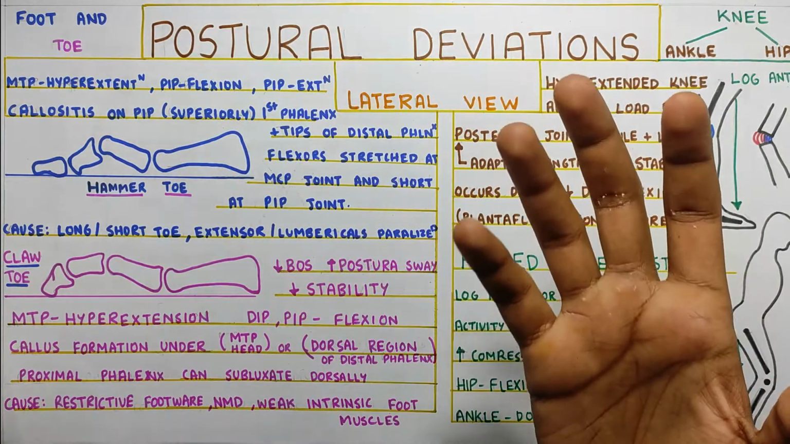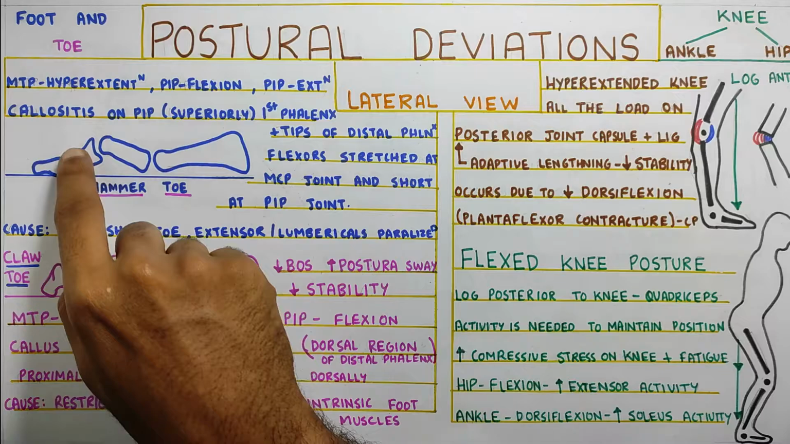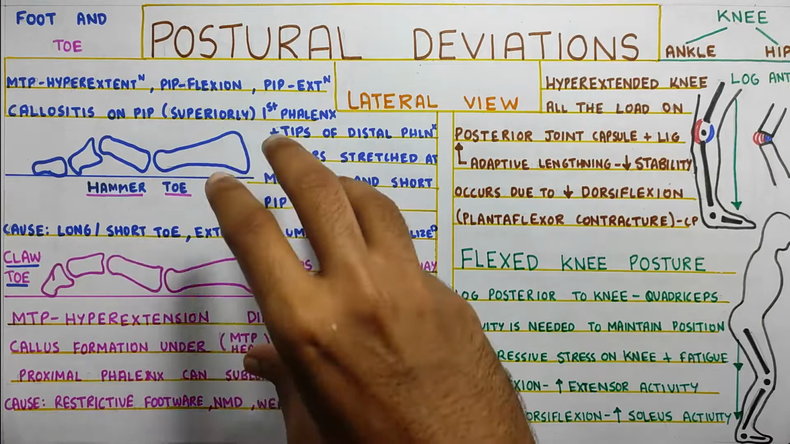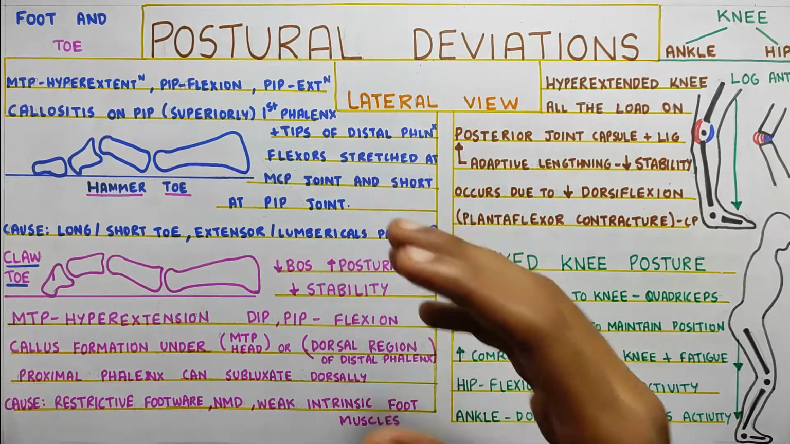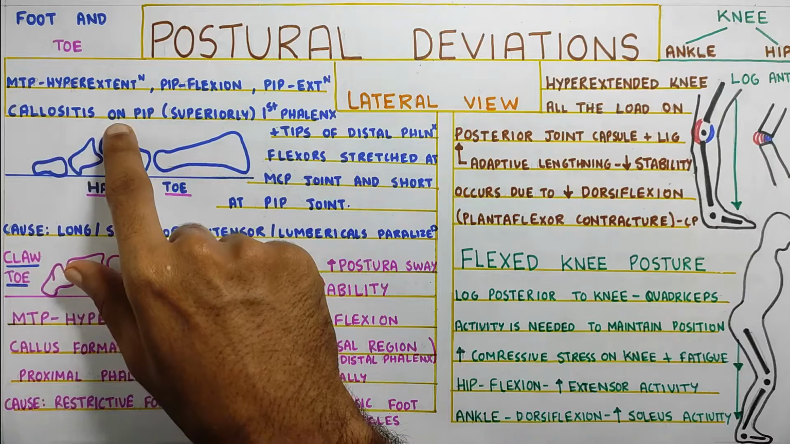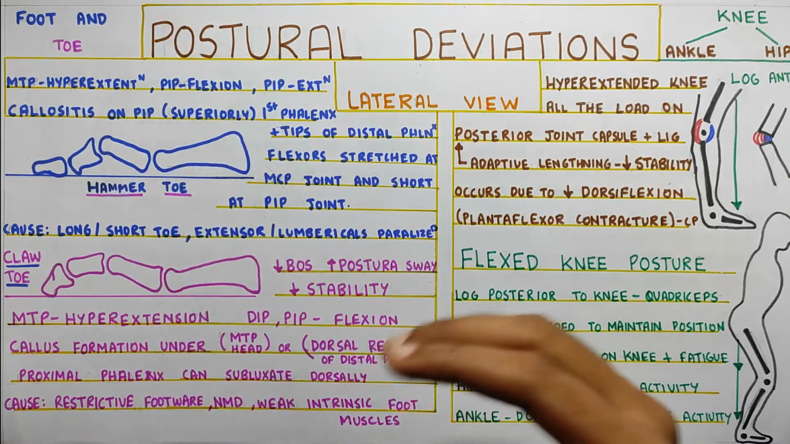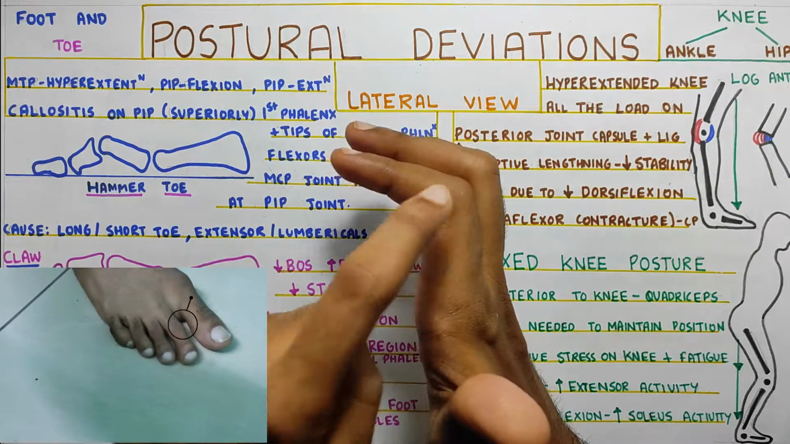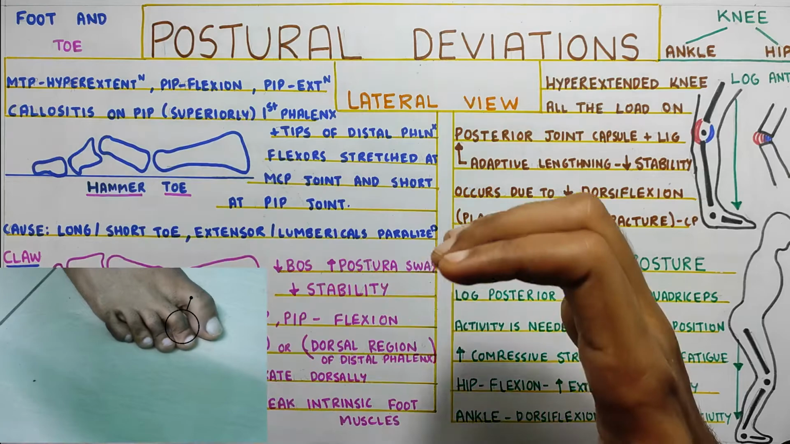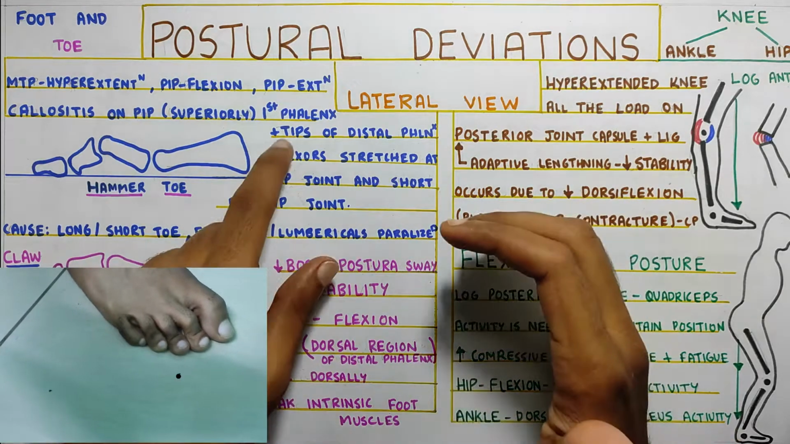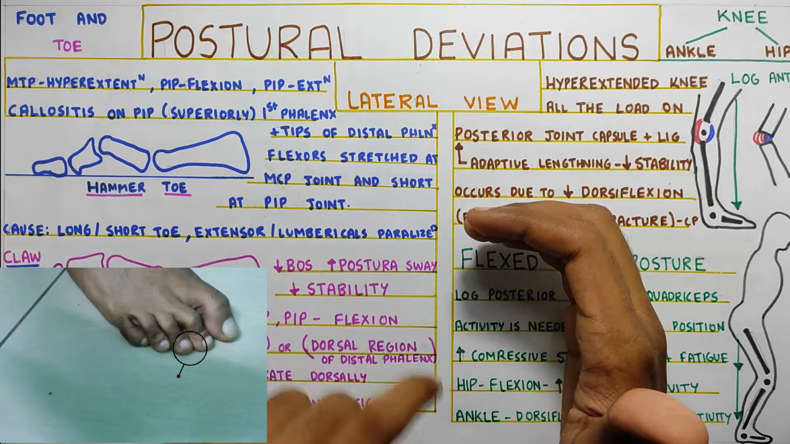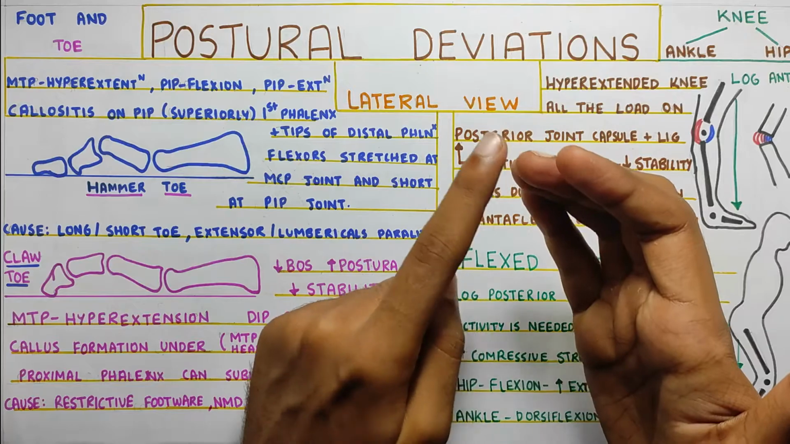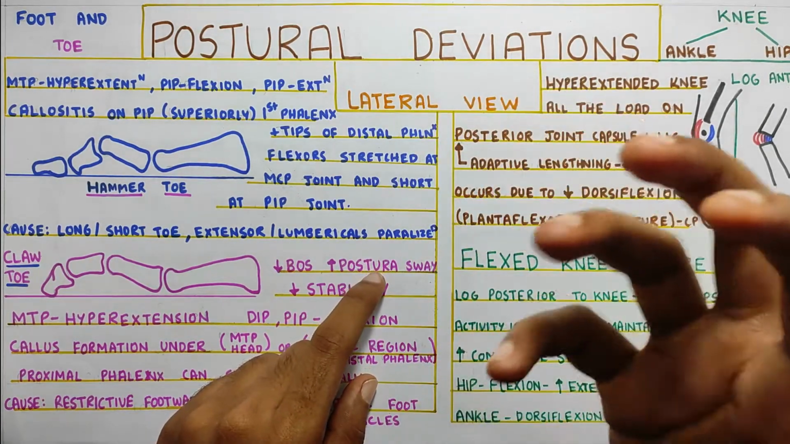Apart from this, we'll see where the excessive pressure points are, where the callus will be formed, and what the causes of this condition or deviation are. First, the callosities are seen at the PIP superiorly. If this is your foot, PIP is over here, the proximal interphalangeal joint. Over here on top there will be callosities, and also at the distal tip of the phalanx, because there is excessive pressure between the tips and the ground. That's where the callosities will be formed.